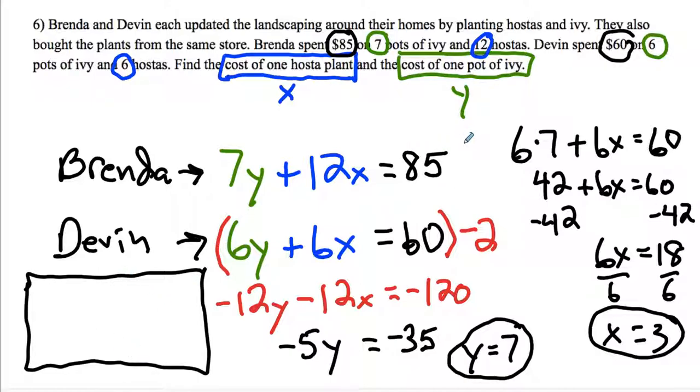But it's using this process of building a system and solving it using one of our three methods: either substitution, elimination, or graphing. All right, there you go. There is target 11.